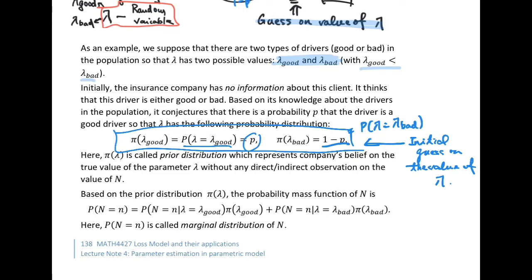This probability distribution is what we call the prior distribution of lambda, which represents the company's belief on the true value of the parameter without any direct or indirect observation on the values of N. That means I don't observe any information about this client. We will denote this prior distribution by pi of lambda, which is the probability distribution of lambda.